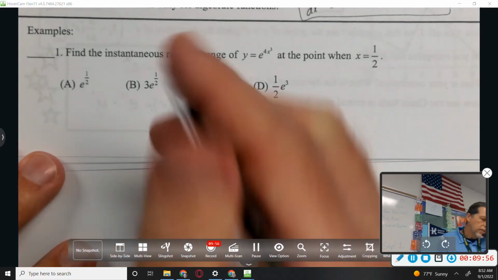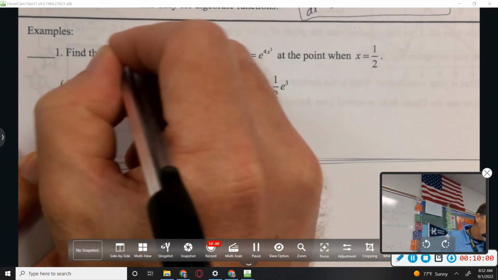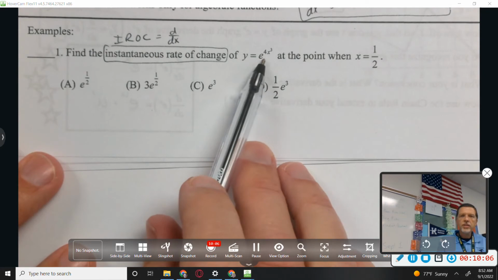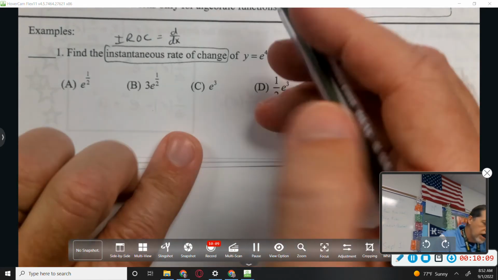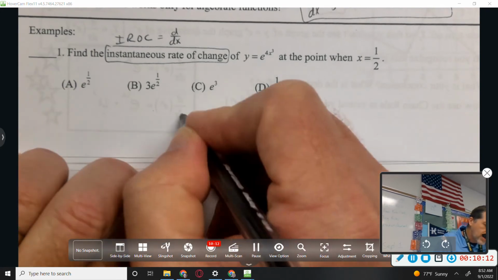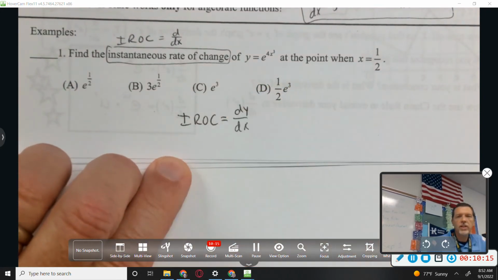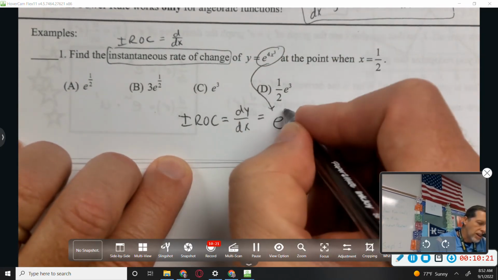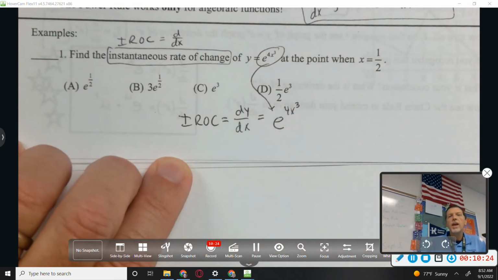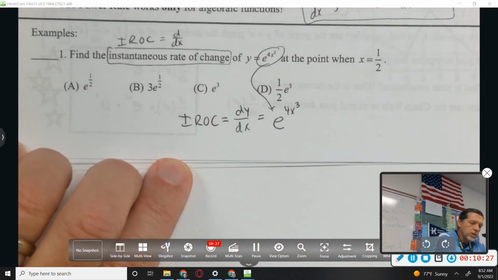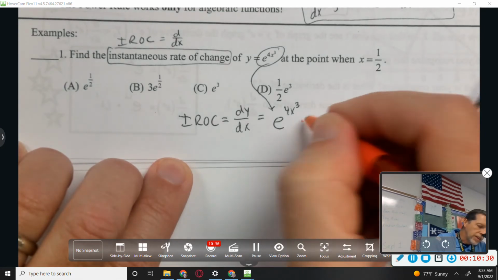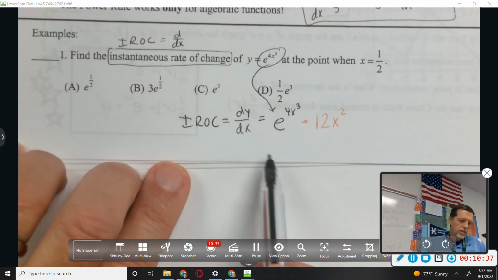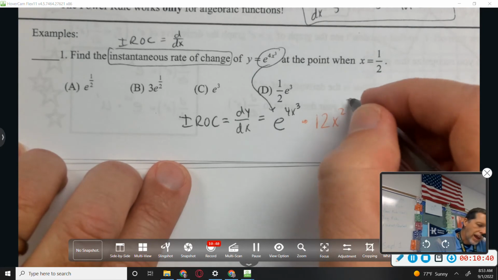All right, some example problems. Find the instantaneous rate of change, meaning derivative. Take the derivative of e to the 4x cubed when x is 1/2. So dy dx, that's the same thing as instantaneous rate of change. That's the derivative. Again, we love taking derivatives of e to stuff because it's the same thing. E to the 4x cubed. Except you can't forget that there's a chain rule that still applies. The derivative of the top thing would be 12x squared. So that's dy dx, but we do want to evaluate that at 1/2.